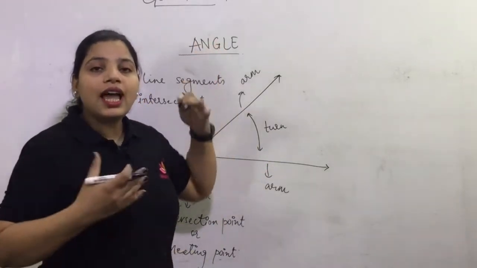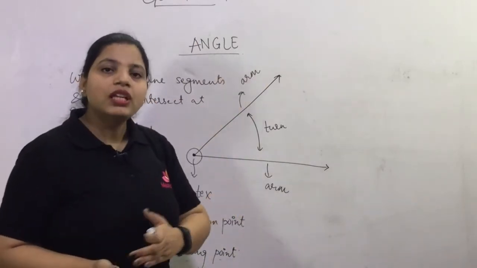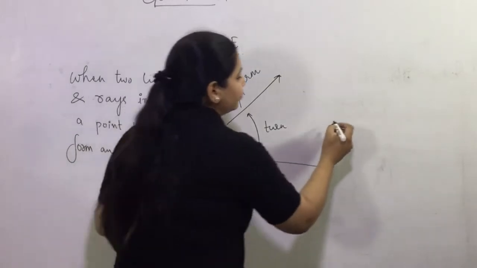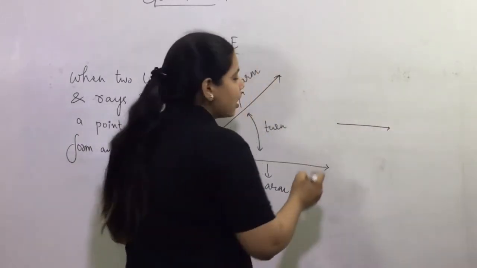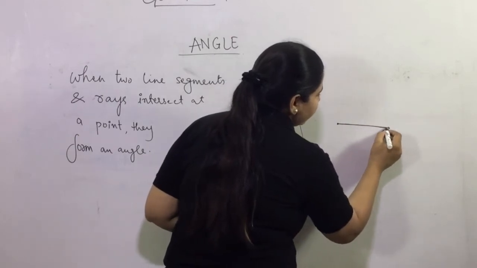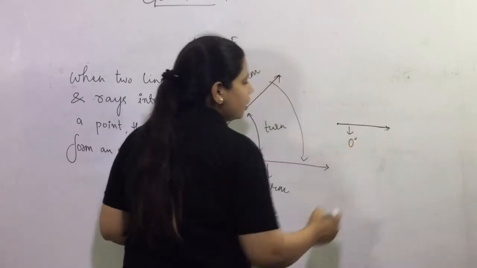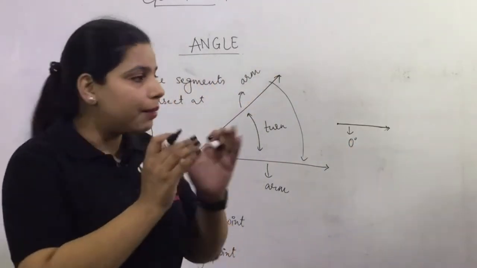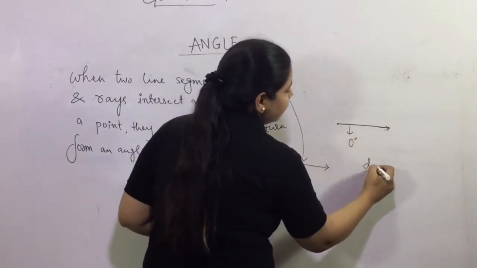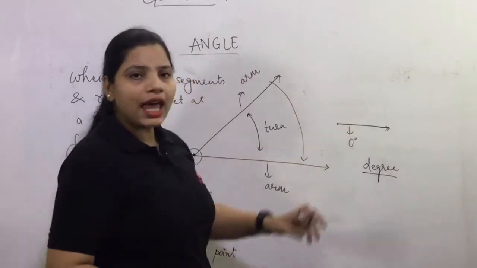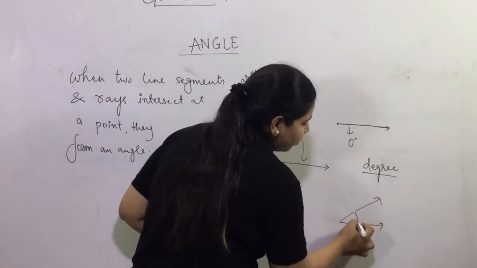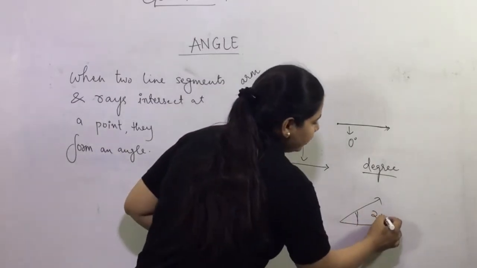This space between these two arms is called the turn. If we increase the turn, the measure of the angle will increase. If we decrease the turn, the measure of the angle will decrease. Suppose these two arms overlap on each other. Then the measure of the angle is 0 degree. The amount of turn is measured in degrees. If there is no gap between the two arms, it is 0 degree. If there is some gap, let's suppose 20, we'll call it 20 degree.